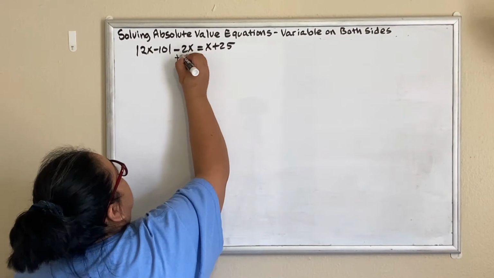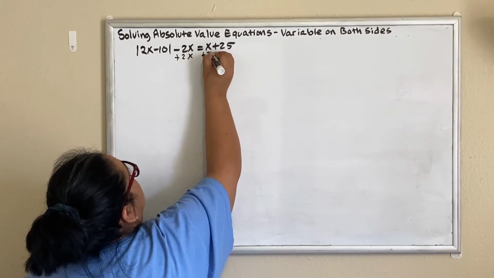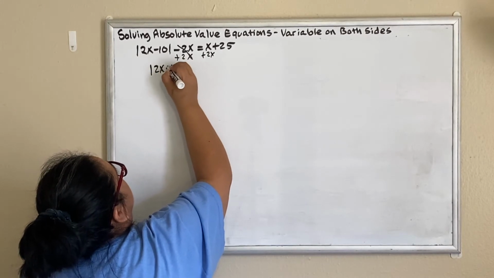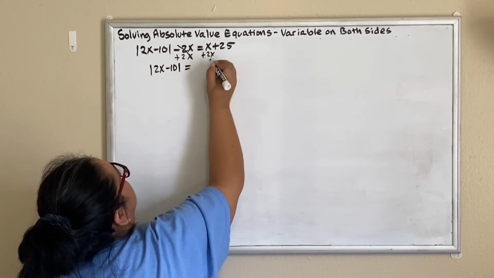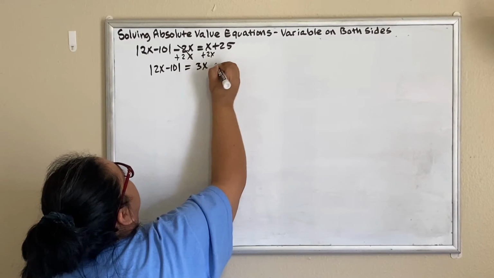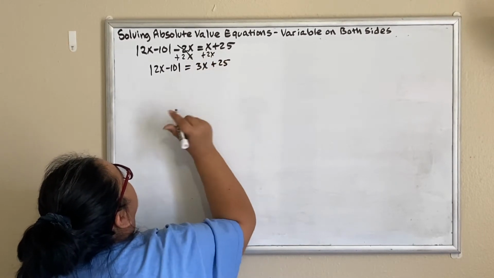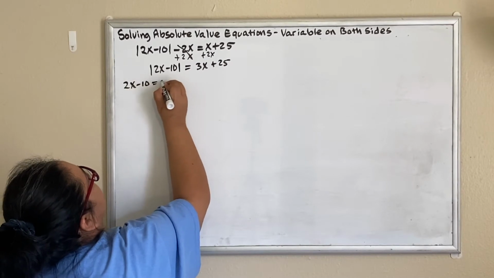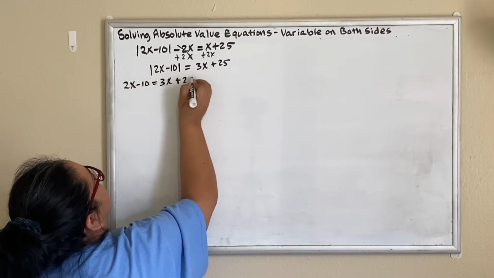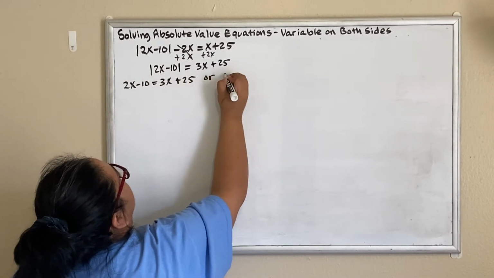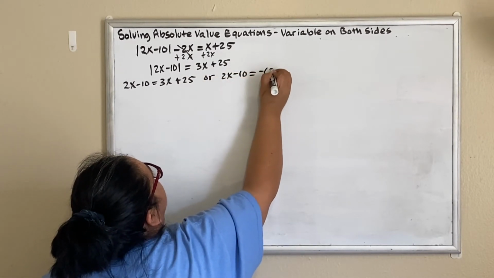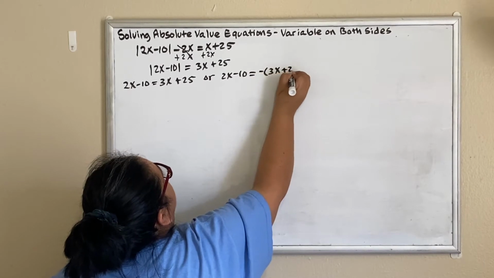So we're going to add 2x to both sides, eliminating the 2x, and we get the absolute value of 2x minus 10 equals x plus 2x, which is 3x plus 25. So now I can make two equations. 2x minus 10 equals 3x plus 25, or 2x minus 10 equals a negative 3x plus 25.